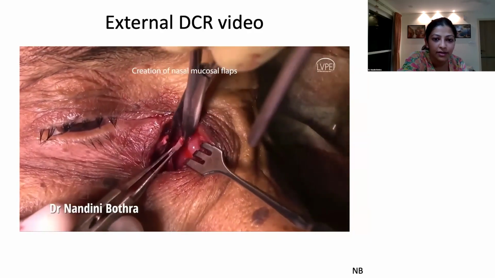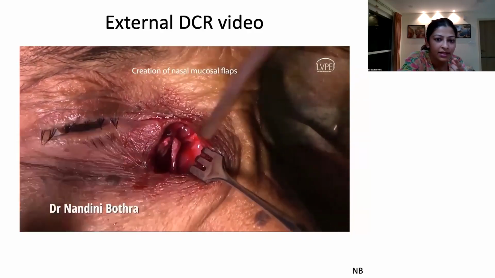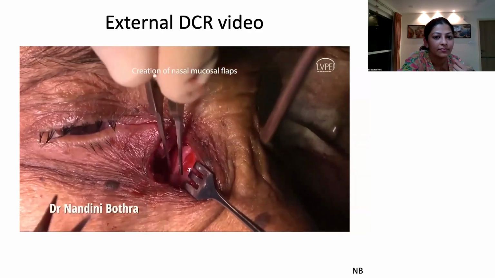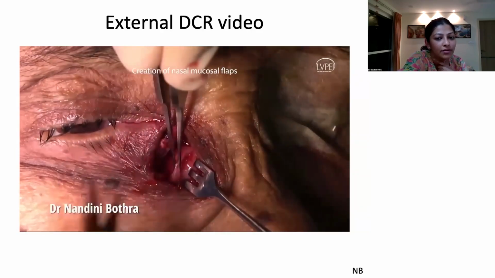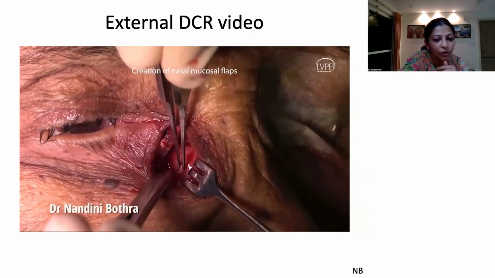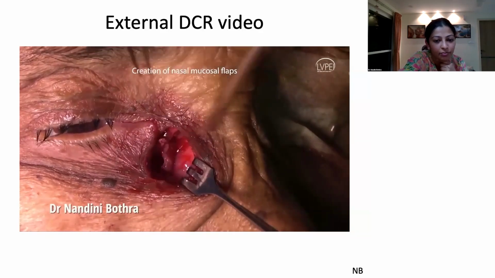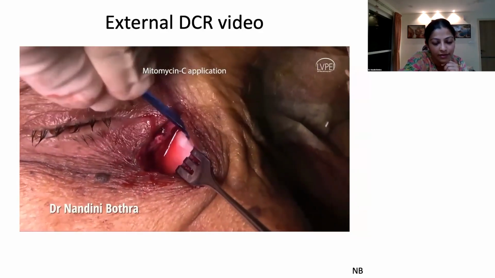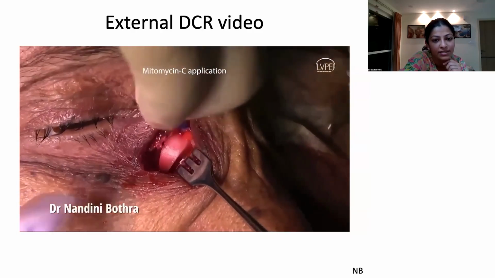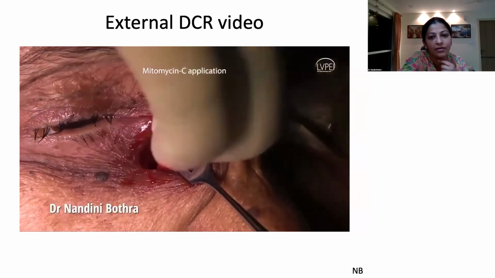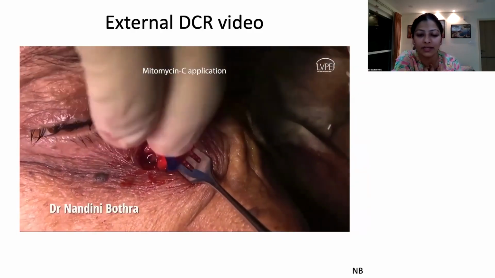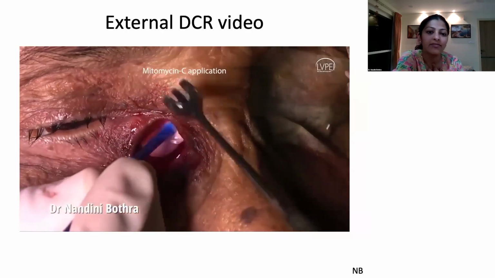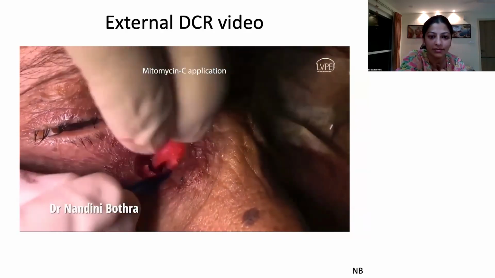giving vertical cuts. Now, the structure that you see inside is your middle turbinate. If you're looking beyond the nasal flap, the pink structure that you're seeing is your middle turbinate. Now, once that is done, mitomycin C is applied. We use 0.02% mitomycin C and leave it inside for about 3 minutes.